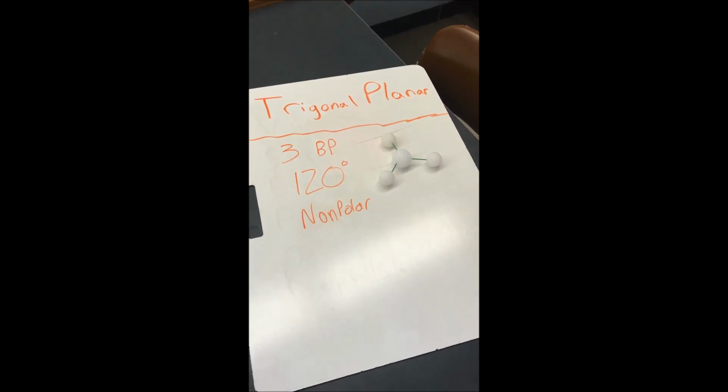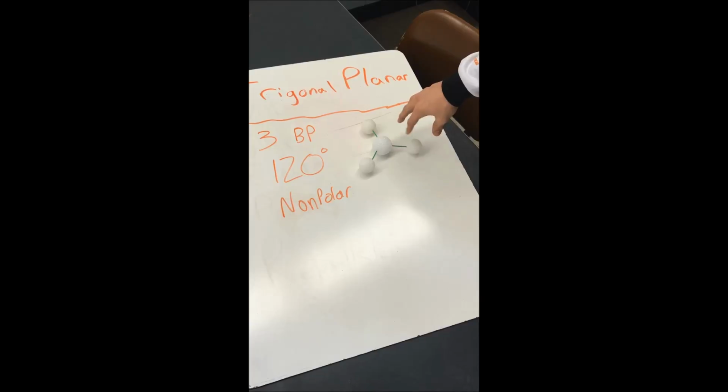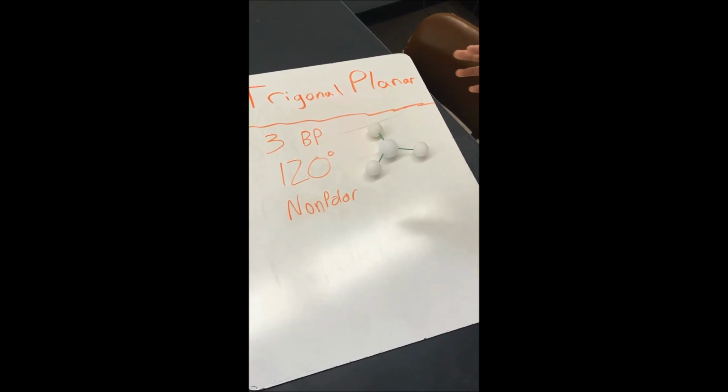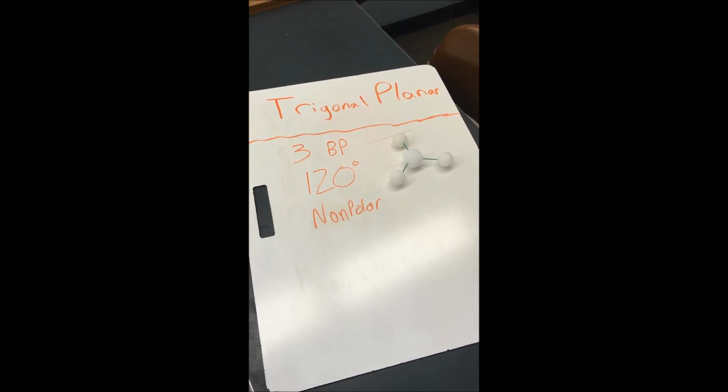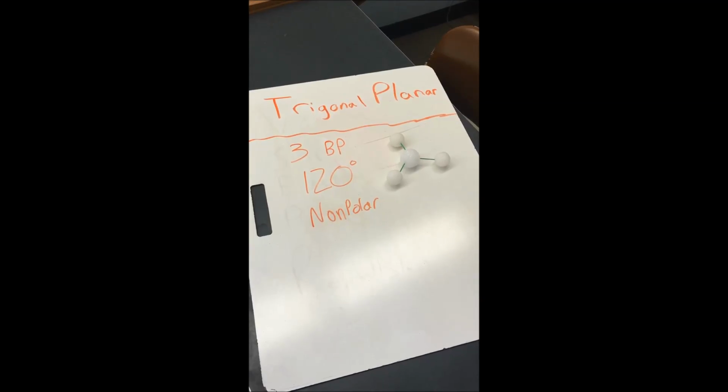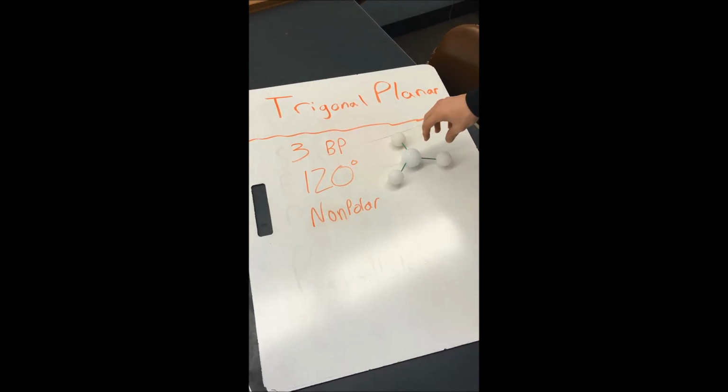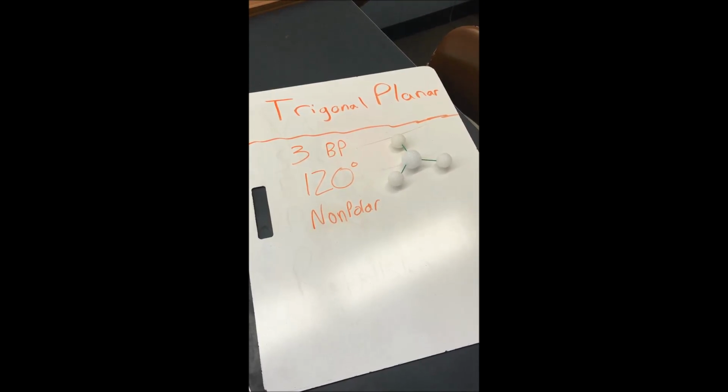It's called a trigonal planar because all the bonds are on the same plane and they form a triangle. And then it is not polar because all the bonds meet at one place and they don't create any charges off of them.